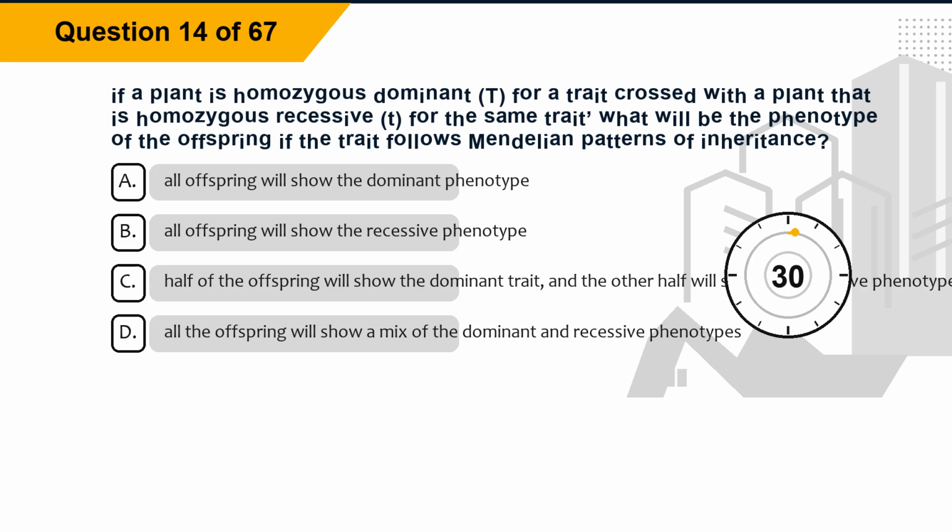Question 14. If a plant is homozygous dominant, TT, for a trait crossed with a plant that is homozygous recessive, tt, for the same trait, what will be the phenotype of the offspring if the trait follows Mendelian patterns of inheritance? Option A, all offspring will show the dominant phenotype. Option B, all offspring will show the recessive phenotype. Option C, half of the offspring will show the dominant trait, and the other half will show the recessive phenotype. Option D, all the offspring will show a mix of the dominant and recessive phenotypes.